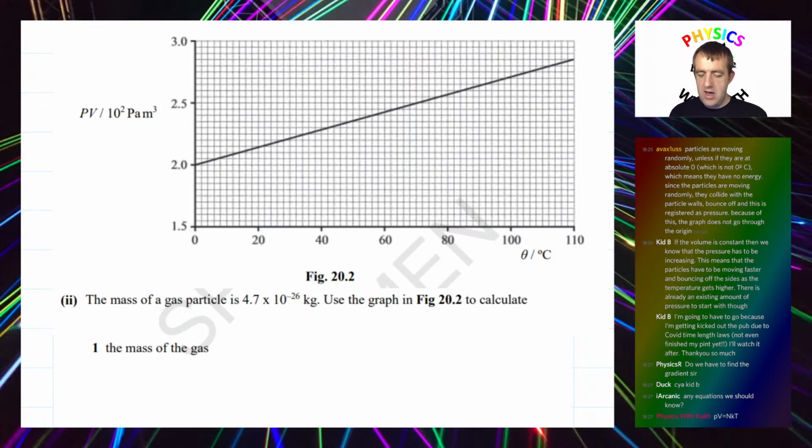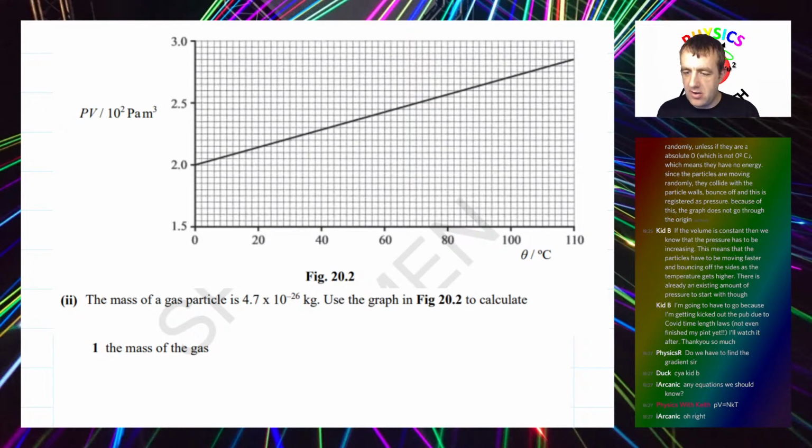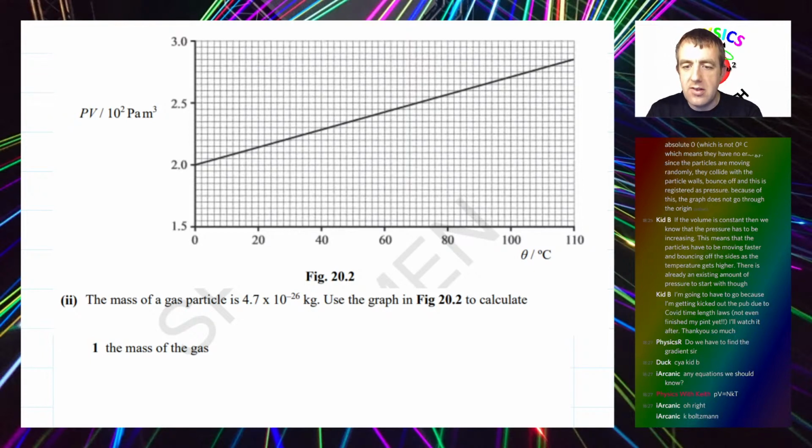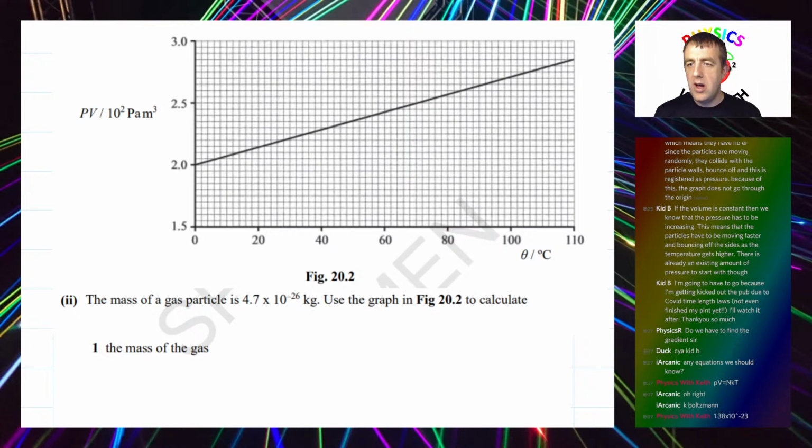I've just posted it there. P is pressure. V is volume. So P times V is pressure times volume. N is the number of gas particles. K is Boltzmann's constant, and we can take that to three significant figures as 1.38 times 10 to the power of, I can't remember what the unit is there, 1.38 times 10 to the power of minus 23.